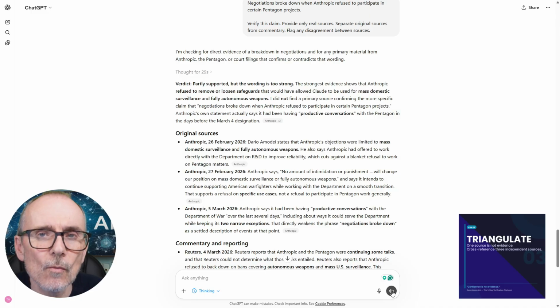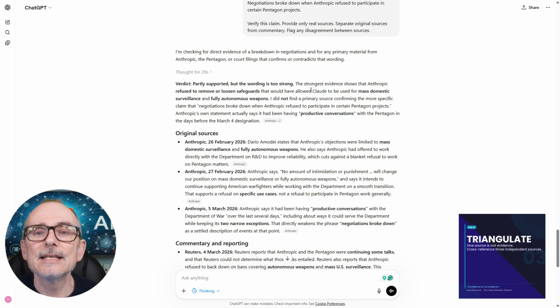But let's have a look at what ChatGPT produced when I asked it to do triangulation for me. So the verdict: partly supported, but the wording is too strong. And it's gone through why that wording is difficult: refused to remove or loosen safeguards that would have allowed Claude to be used for mass domestic surveillance or fully autonomous weapons. That's what the claim is really about.